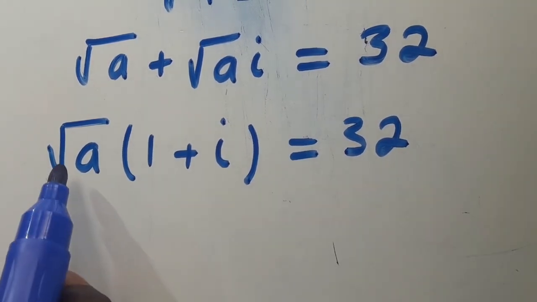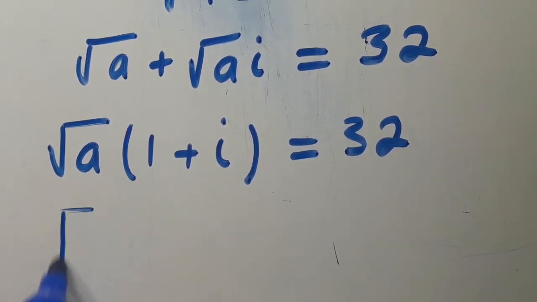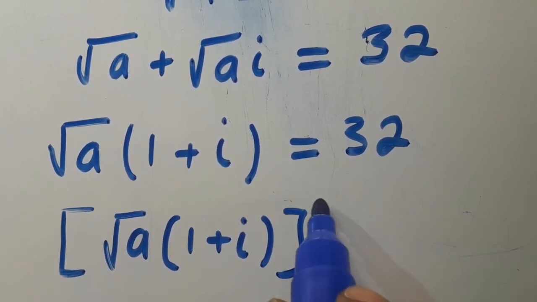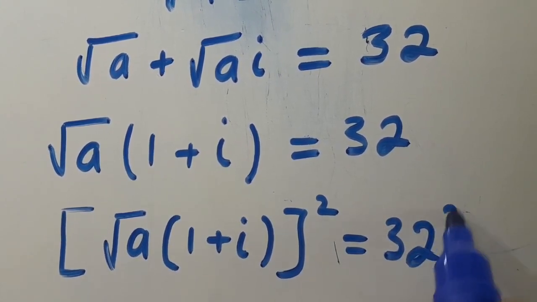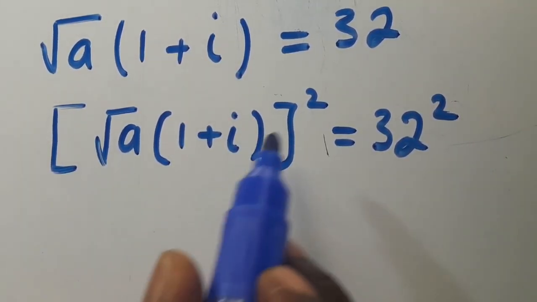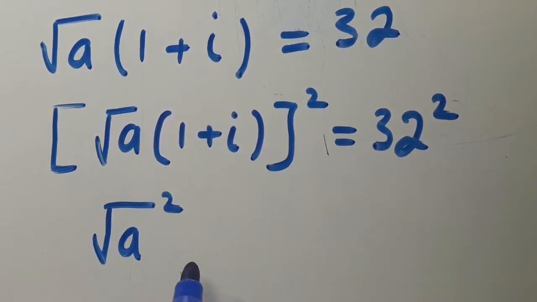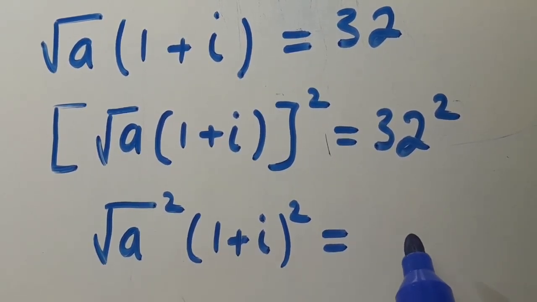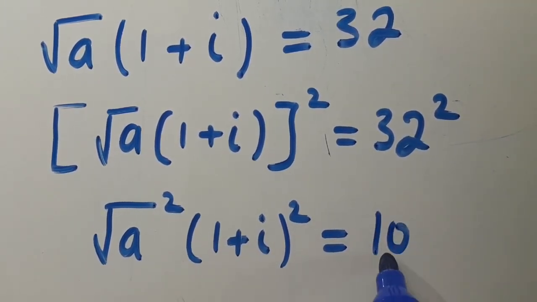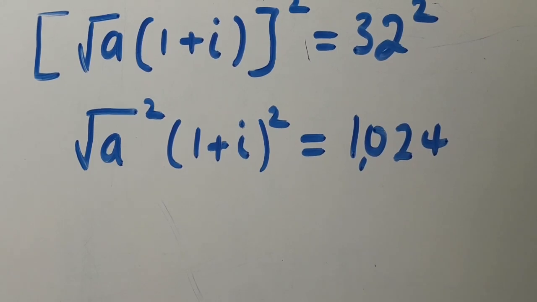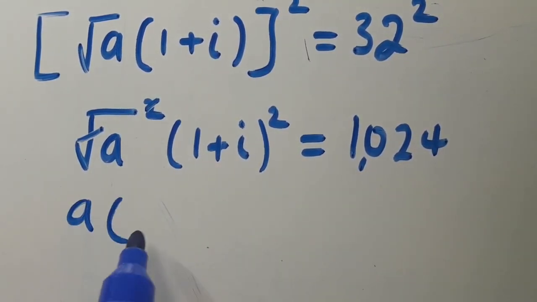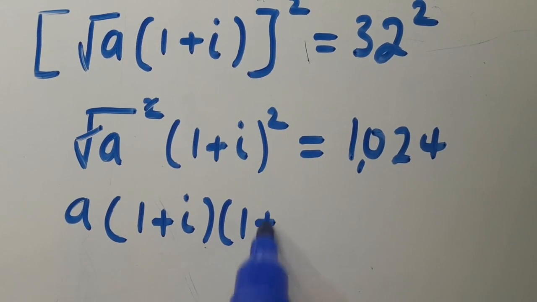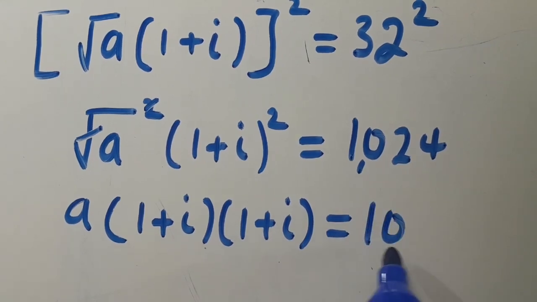Then the next thing we can do is we want to eliminate this square root. So we can take the square of both sides: root a multiplied by 1 plus i, close the bracket, squared, equals 32 squared. Then from here, we can share this power as root a to the power of 2, then 1 plus i to the power of 2 equals, when you have this, 32 squared equals 1024. Then from here, this square root, we cancel this square, we have only a. Then we have a times the expansion of 1 plus i multiplied by 1 plus i, all in bracket, equals 1024.